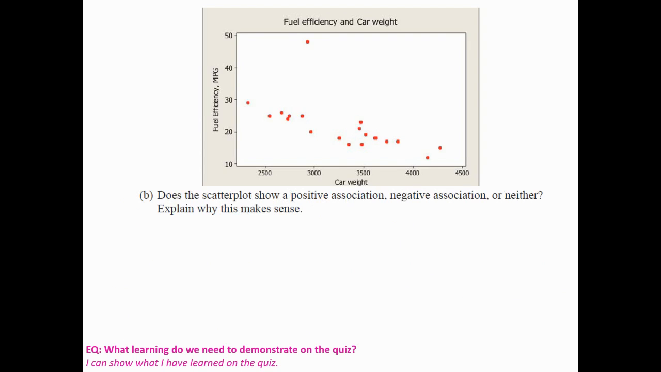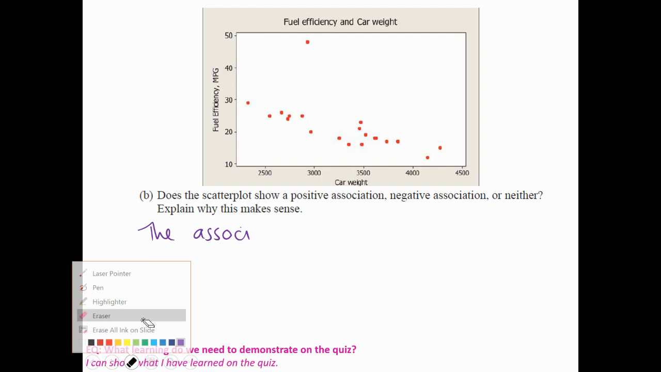Awesome. All right. Then part B. So we're just going to go through and do each question. For part B, does the scatter plot show a positive association, negative association, or neither? And explain why this makes sense. This one appears to be negative, although it's not extremely slanted, but it is a negative association. So we could say the association is negative.